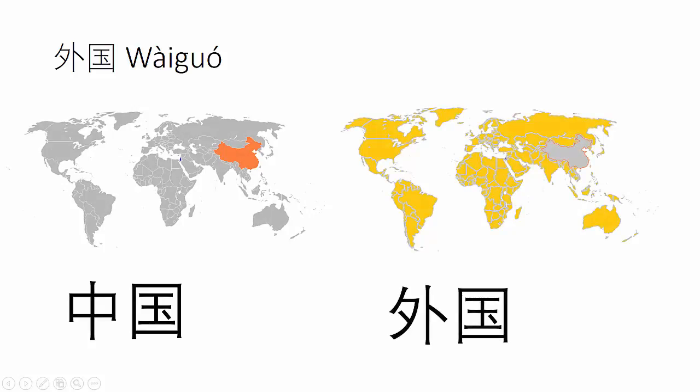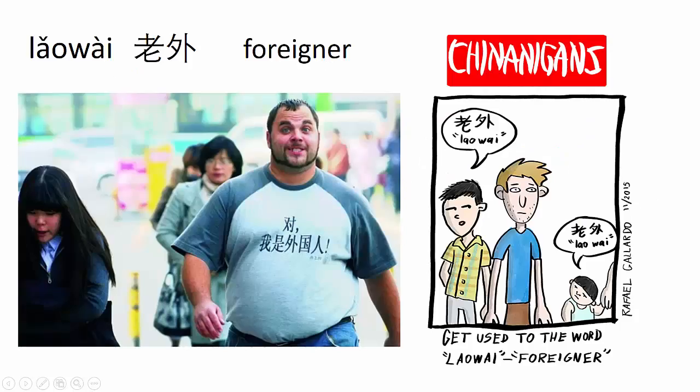外国, outside country. We've seen 中国, which means center country or China. 外国 means any country that's not China, outer countries or foreign countries. This means that anyone who's not from China, especially non-Asians, stand out in China as 外国人. Can you read his shirt?